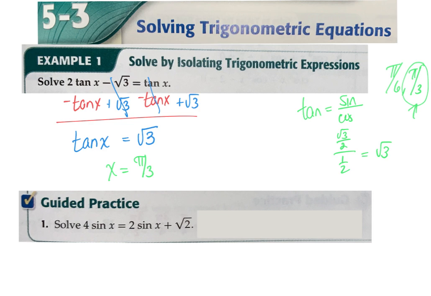Now here's what they do. They say, well, that's going to occur really every pi. So they did it as like a cycle function. So in their answer, they have pi over 3 plus n times pi, because that's going to occur every cycle. You're going to see square root of 3 appear. And you'll notice that on your unit circle, that appears in the first quadrant. And that also appears in the third quadrant, right? So if I take my first quadrant and I add half a circle to it, that tangent will appear there. And if I add another half a circle, it'll appear again, and another half a circle. And so that's what they have done. They have said it's going to occur every half circle.